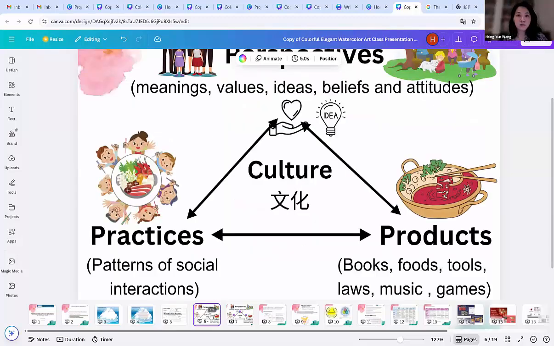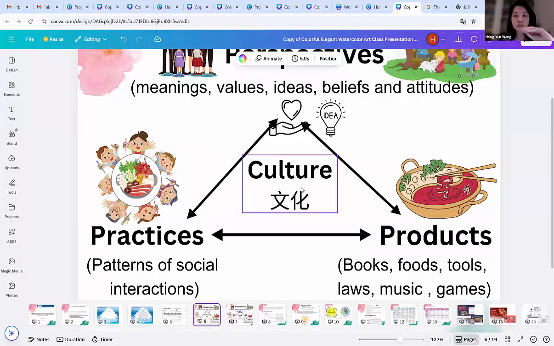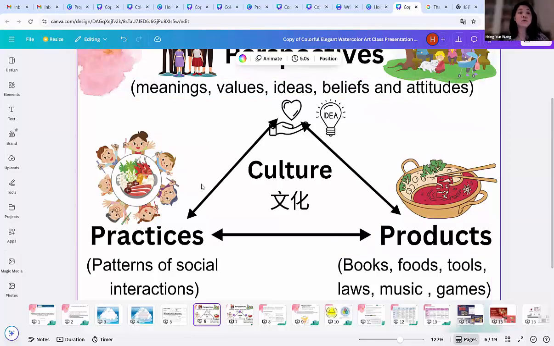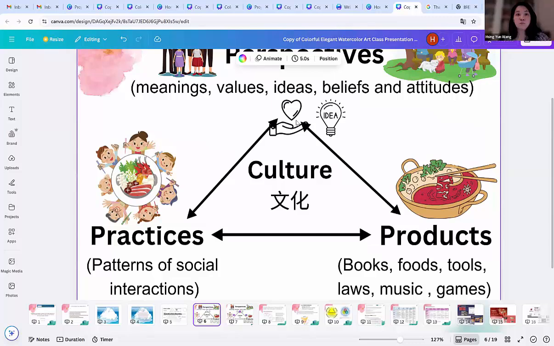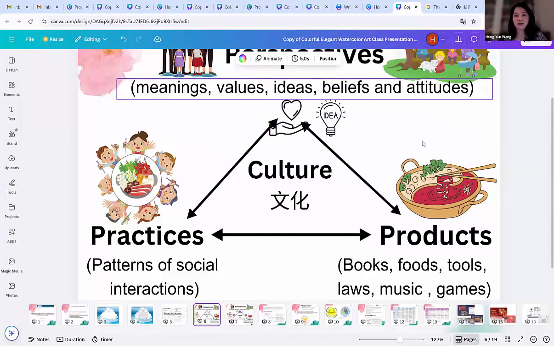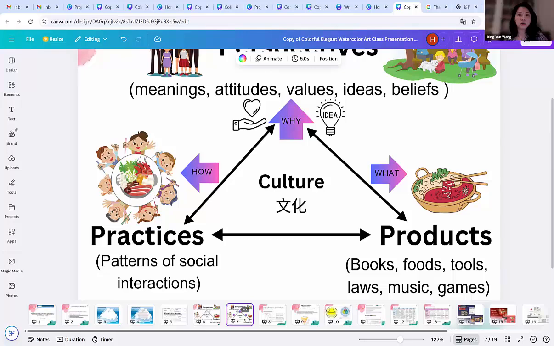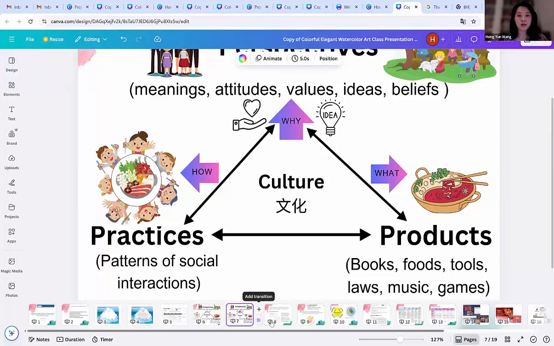Okay. And then this is what I did before, trying to understand what the 3 P's of culture are. The easiest one we usually introduce to our students is products: books, foods, tools, something like this. And then the practices, like patterns of social interactions, and perspectives, which I would say is a higher level: meanings, values, ideas, beliefs, and attitudes. The next one tells us what the products are, how we do them, and why we are doing them. Okay, that's about culture.